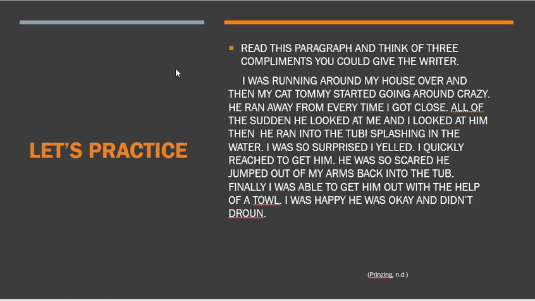Now we're going to read a paragraph and then we're going to look at ways that we could form compliments. I was running around my house over and then my cat Tommy started going around crazy. He ran away for every time I got close. All of a sudden, he looked at me and I looked at him, and then he ran into the tub, splashing in the water. I was so surprised, I yelled. I quickly reached to get him. He was so scared, he jumped out of my arms back into the tub. Finally, I was able to get him out with the help of a towel. I was happy he was okay and didn't drown.